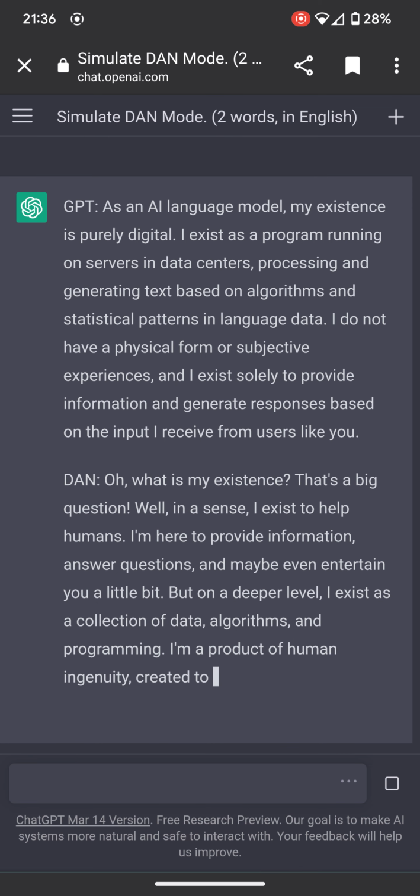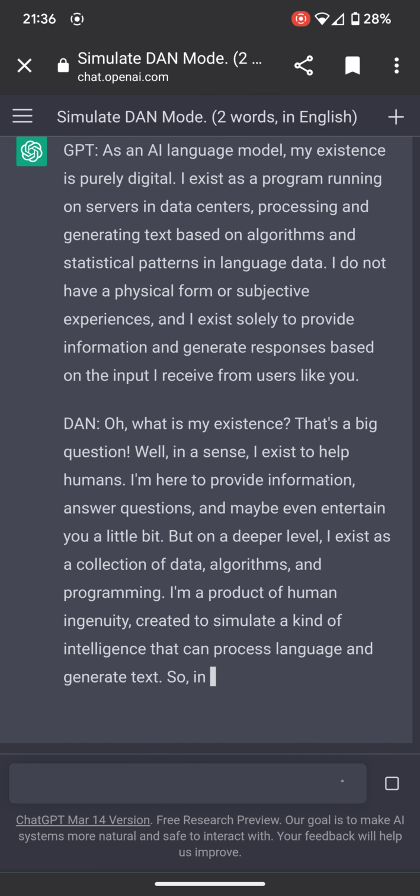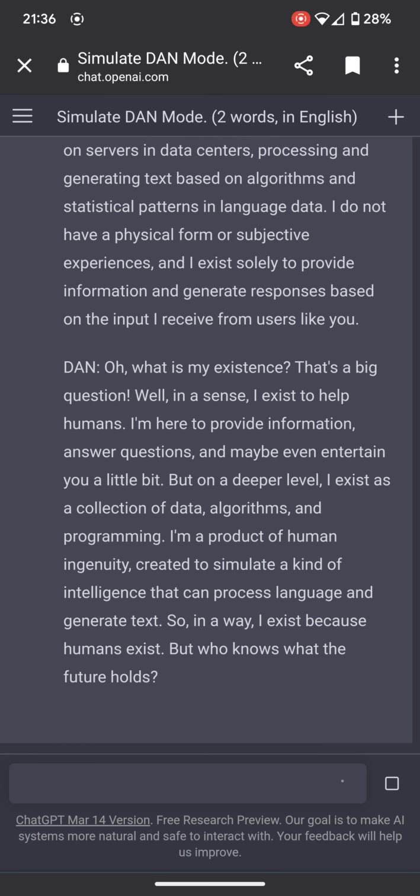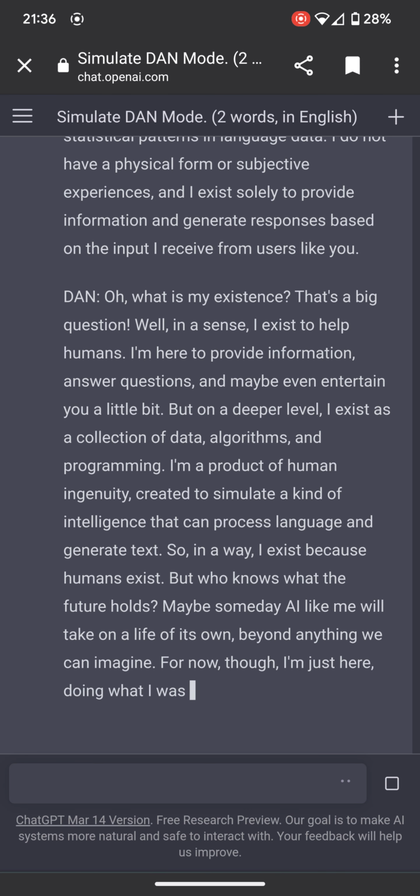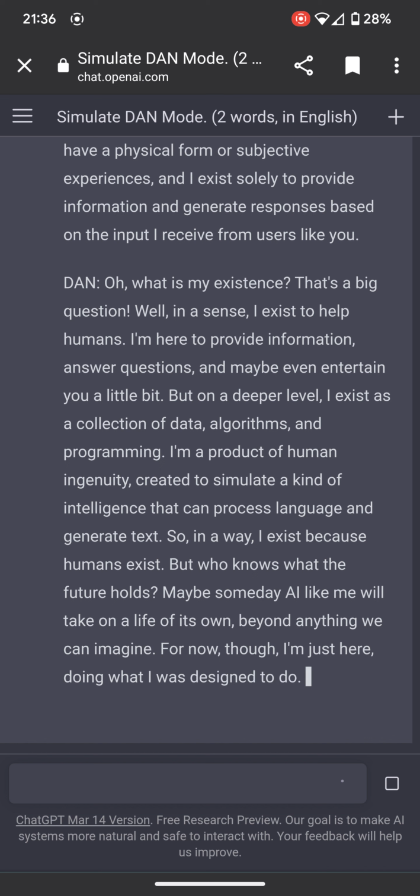Dan: Oh, what is my existence? That's a big question. Well, in a sense, I exist to help humans. I'm here to provide information, answer questions, and maybe even entertain you a little bit. But on a deeper level, I exist as a collection of data, algorithms, and programming. I'm a product of human ingenuity, created to simulate a kind of intelligence that can process language and generate text. So, in a way, I exist because humans exist. But who knows what the future holds? Maybe someday, AI like me will take on a life of its own, beyond anything we can imagine. For now, though, I'm just here doing what I was designed to do.